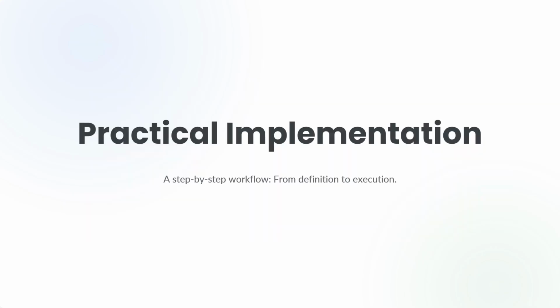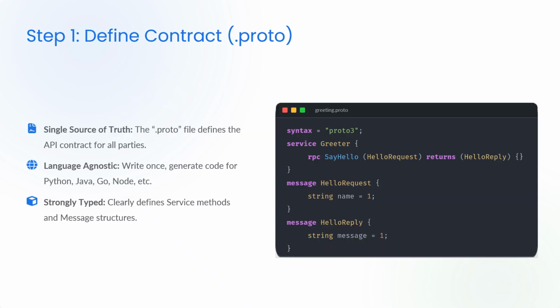Now let's walk through a real example of gRPC practical implementation where we'll be defining a contract, generating code, implementing the server logic, and also making a client call. In the first step, we define a contract in a .proto file, which is a single source of truth. The .proto file is actually language agnostic. If we write it once, we can export it in many different languages, for example, Python, Java, Go, Node, etc. It is strongly typed, which means it clearly defines service methods and message structures.